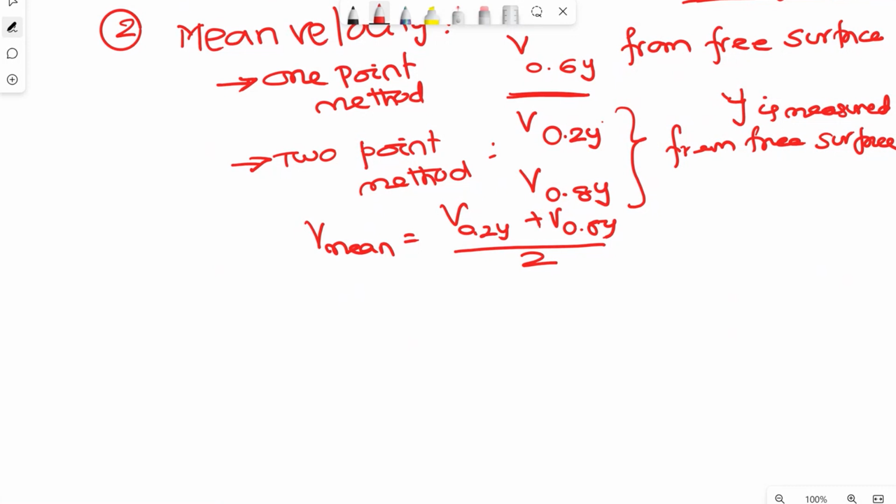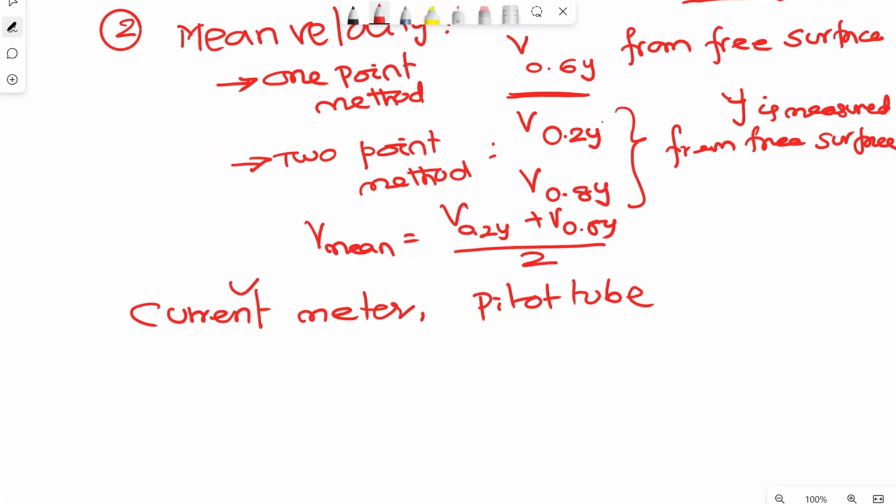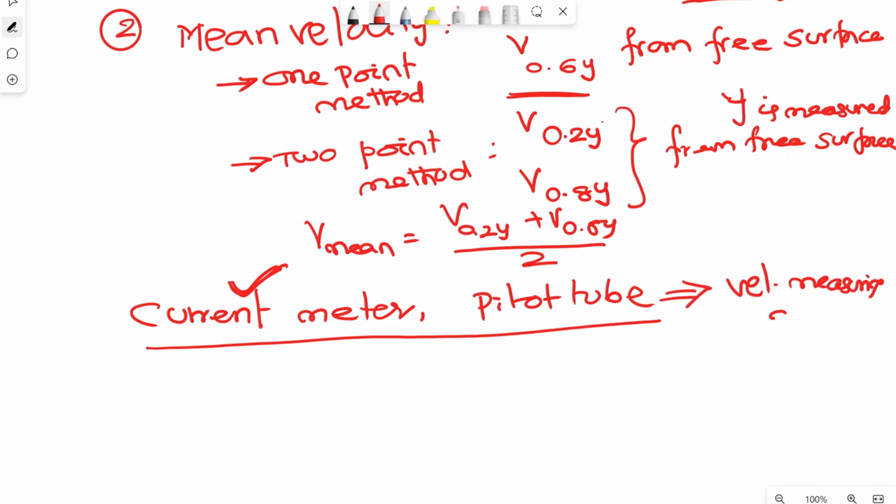Third point is the mean velocity. You can calculate it by two methods. Number one is the single point method. You take any velocity measuring device. What is a velocity measuring device? The current meter is one velocity measuring device, and the Pitot tube is another, but the most prominently used is the current meter. You take any of these devices, then measure the velocity at 0.6y from the free surface. That itself is the mean velocity. That is the one-point method.